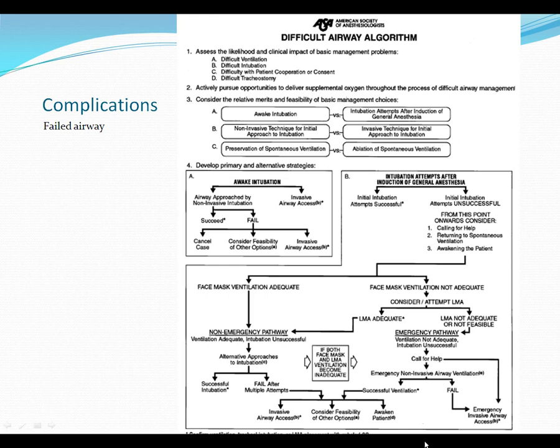It starts off with assessment: assess for difficult ventilation, difficult intubation, patient cooperation, or difficult trach. And we talked about difficult ventilation and intubation, so it's basically just do the exam and look at the history. And then give oxygen throughout the process. Those two little points up there are pretty easy to forget, but they're key. Then think about your options: awake versus asleep, spontaneously breathing versus controlled breathing, or just go straight to invasive techniques like a trach.